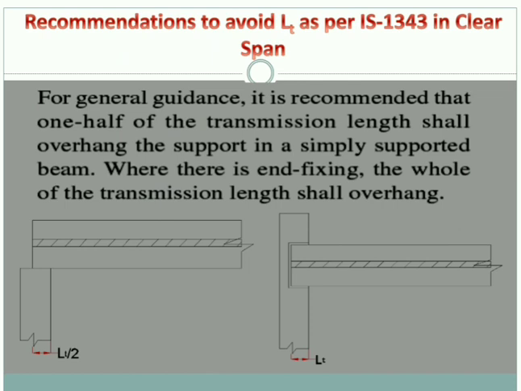So next, even the codebook gives recommendations to avoid LT, avoid in the sense minimize or reduce the effect of LT, because if LT is higher, the span length goes on reducing. So let's see what the codal recommendation says. For general guidance, it is recommended that 1/2 of the transmission length shall overhang the support in case of a simply supported beam, whereas in case of a fixed beam the whole of the transmission length shall overhang.